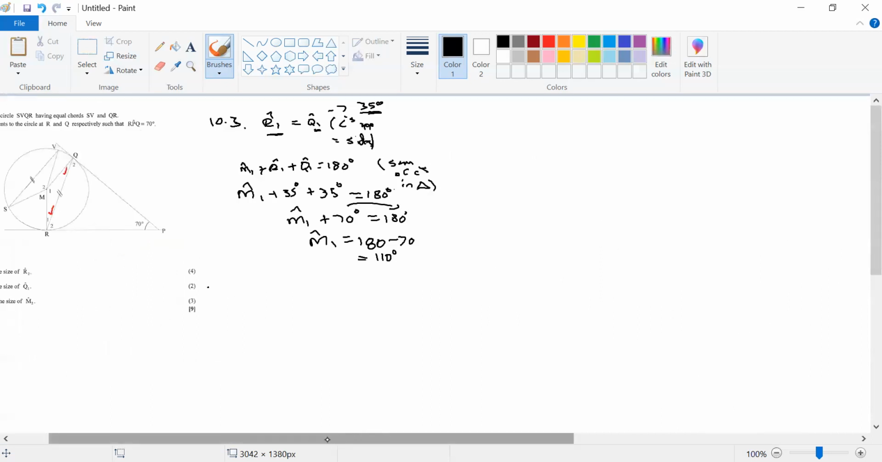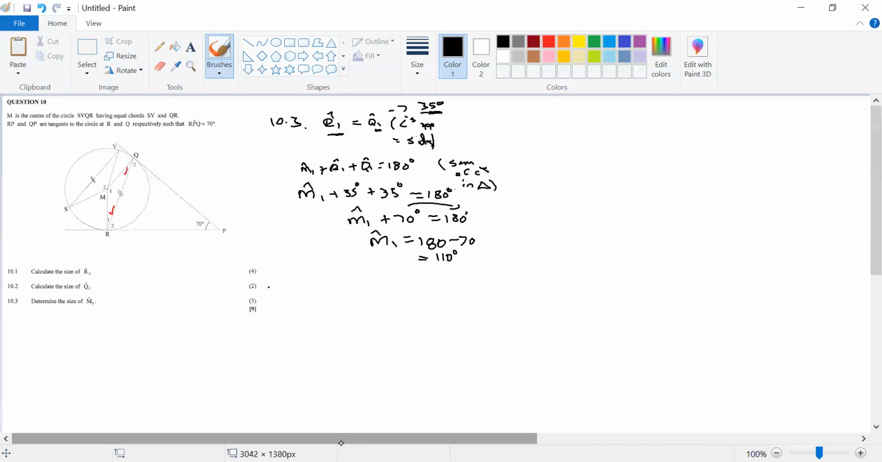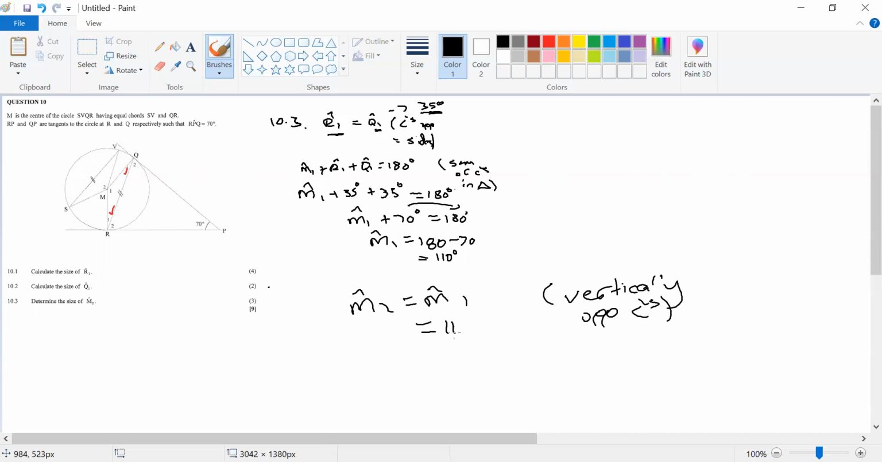And now we're not done there because our unknown was M2 and not M1. But what links M2 and M1 is that they are actually equal. Angle M2 is equal to angle M1, and they are equal because they are vertically opposite angles. And our last statement is just going to be that M2 is equal to 110 degrees. And that is question 10 solved.